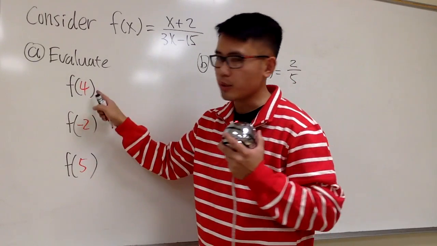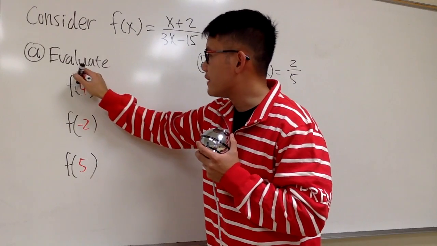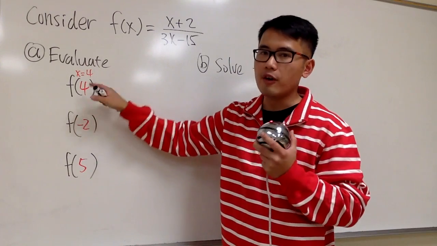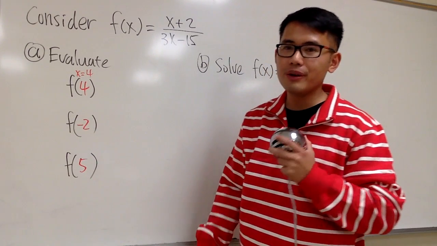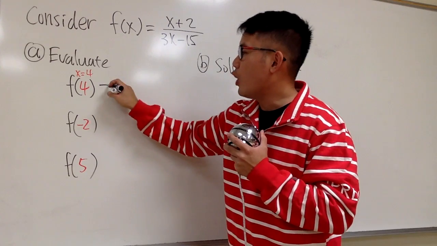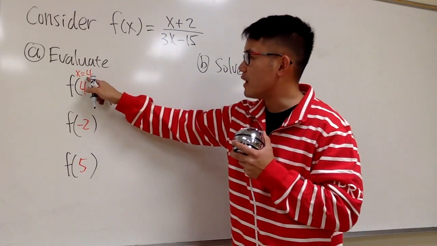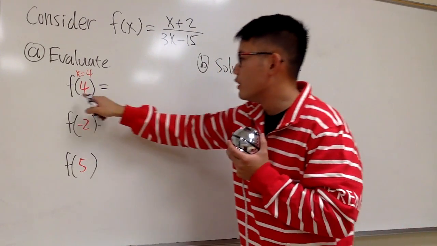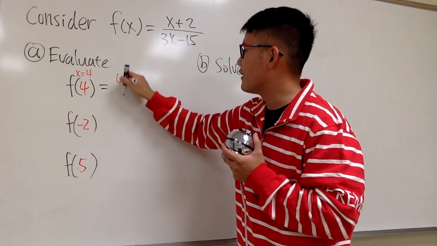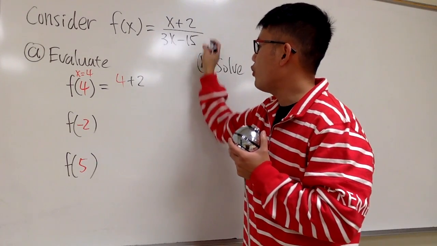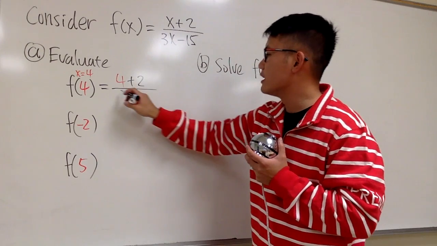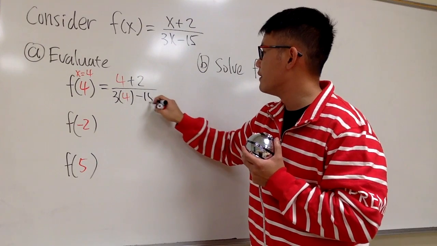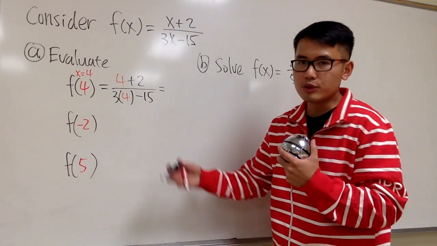And you see, when you have this notation, this means we know the x value is equal to 4, okay? The number inside of f of whatever, this is the x value. And when you are trying to evaluate, all we have to do is plug in the x value into the x right here and work it out. That's all. So for f of 4, we plug in 4 here, so we have 4 plus 2 on the top, over, and we plug in 4 into this x, so we have 3 times 4, and then minus 15, okay?